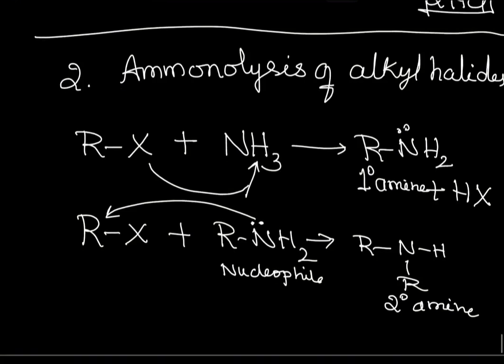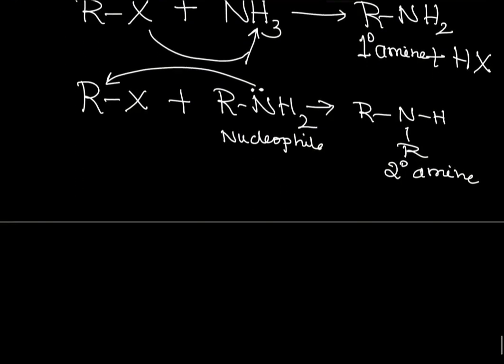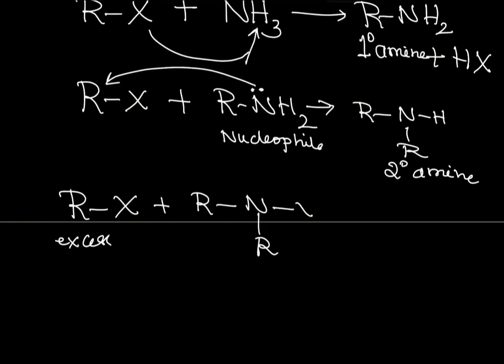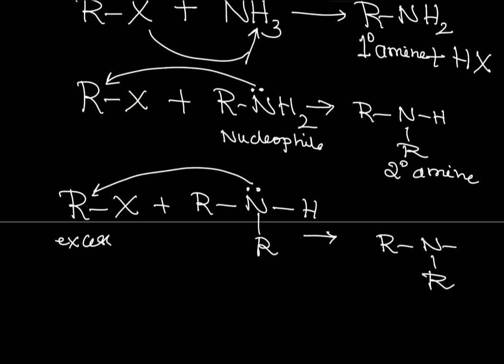But the reaction does not stop. If you have taken excess of alkyl halide, even the secondary amine reacts to give the tertiary amine, again by the same method of substitution reaction, SN2 reaction. What is a tertiary amine? When nitrogen has 3 alkyl groups attached to it, no hydrogen, you will get a tertiary amine.